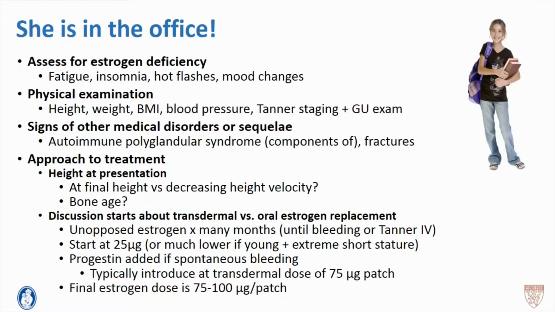I'm staging her for puberty. I'm looking for any other physical stigmata, which we're talking about today, any skin lesions. I'm looking at the nails, at the hair. I'm feeling the thyroid. Is it enlarged? Is there a goiter or not? Just to name a few.